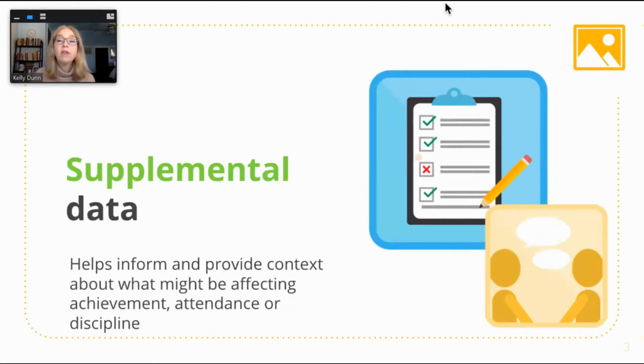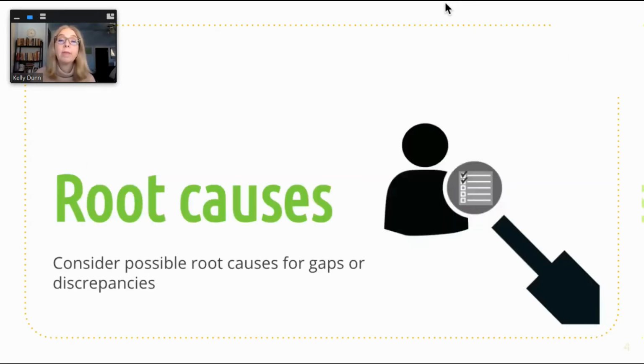In addition to student achievement, attendance, and discipline data, the ASCA model also uses other data, such as student surveys, pre-post tests, needs assessments, focus groups, or even anecdotal information from teachers, administrators, parents, or other stakeholders to help inform or provide context about what might be affecting or impacting student achievement, attendance, or discipline. This is called supplemental data.